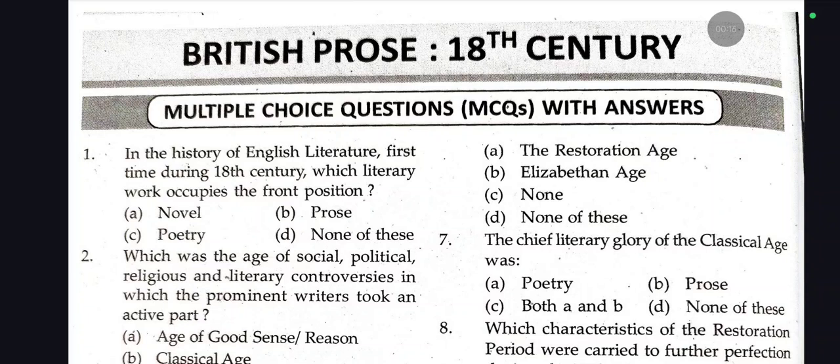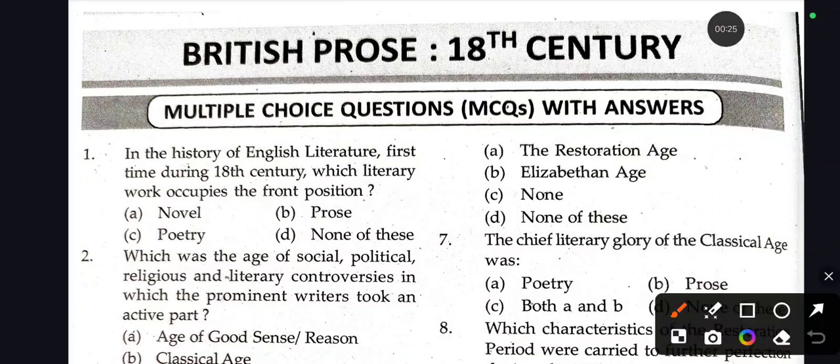We will cover approximately 50 MCQs in this chapter in this video. Let's start the first question. First question is, in the history of English literature, first time during the 18th century, which literary work occupies the front position? The front position was occupied by prose in the 18th century.